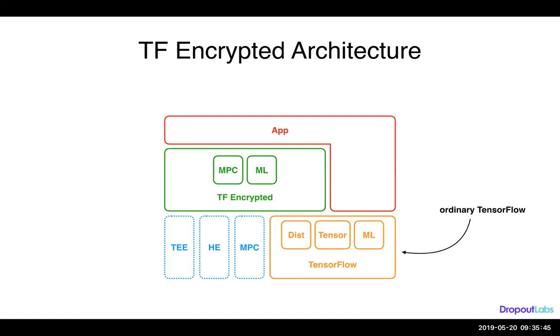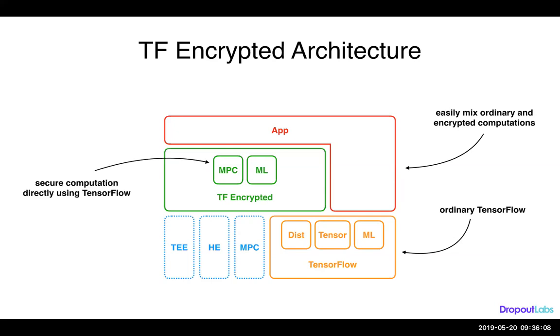So at the bottom here, we have ordinary TensorFlow, where we're sometimes using the distributed execution engine. We're using the optimized tensor operations and some of the machine learning layers. You build your application on top, where you can mix both ordinary computations and encrypted computations. So if you want to do stuff on data locally before sending it into the encrypted computation, you can use TensorFlow for that, and it integrates nicely.